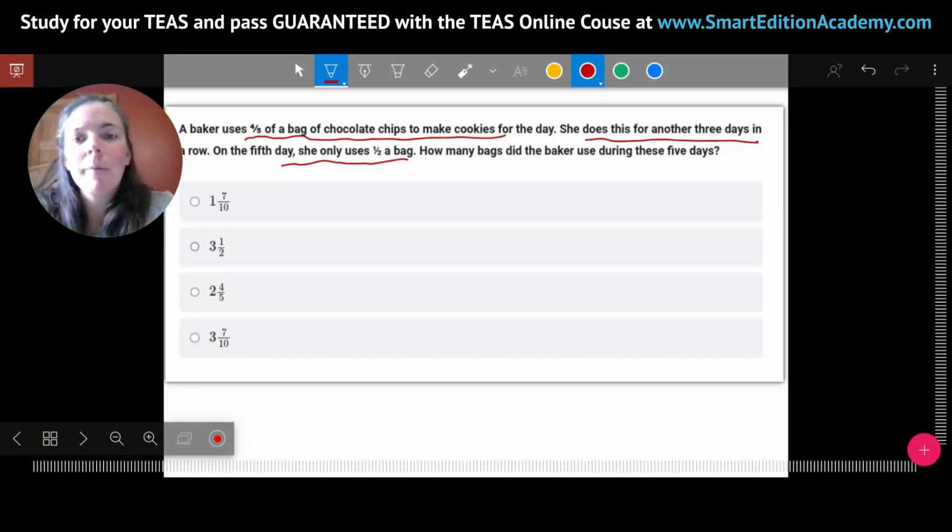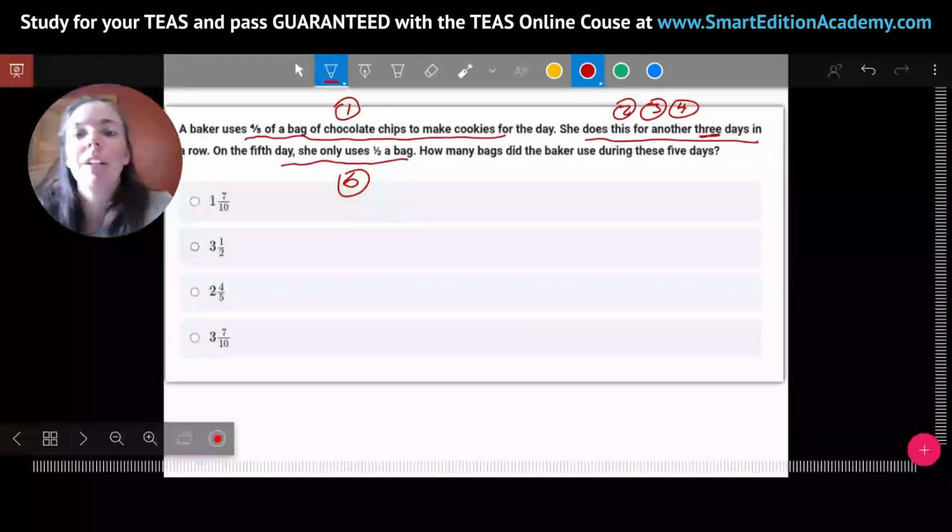Well, day 1, 4/5 of a bag. And then she does it for another 3 days. So that would be day 2, 3, and 4. And then this is day 5. So notice how you actually have to multiply 4/5 times 4. That happens 4 times. A common mistake would maybe be just multiplying it by 3 because you see the number 3 here. So you really want to do some close reading to figure this out.